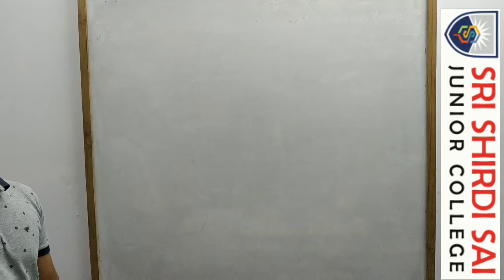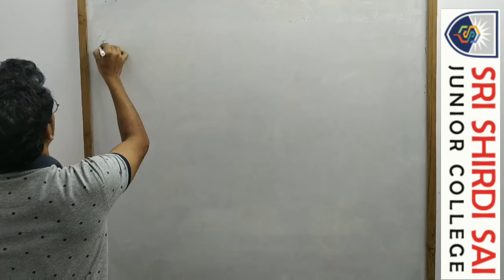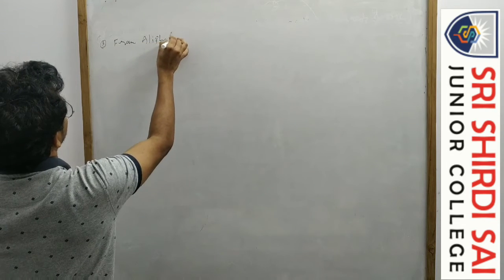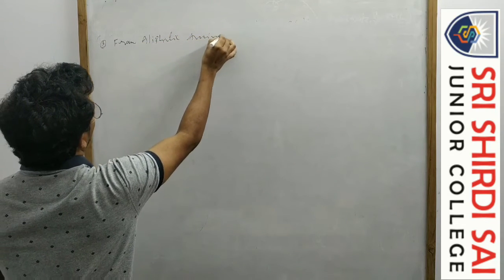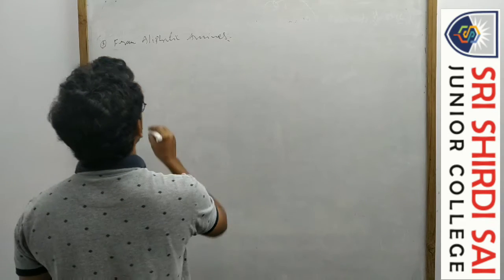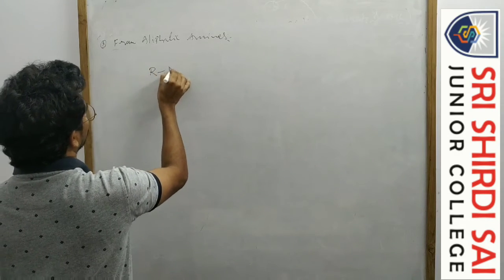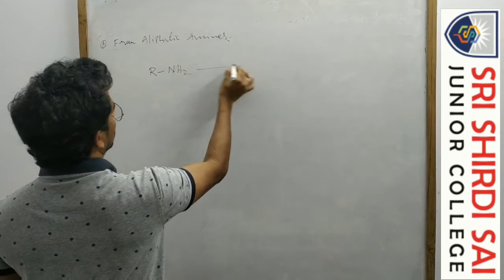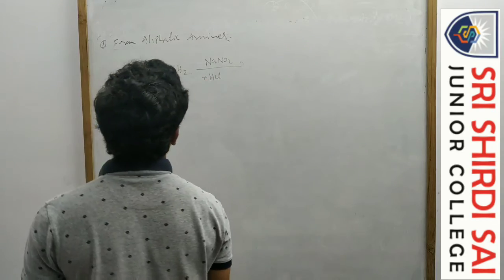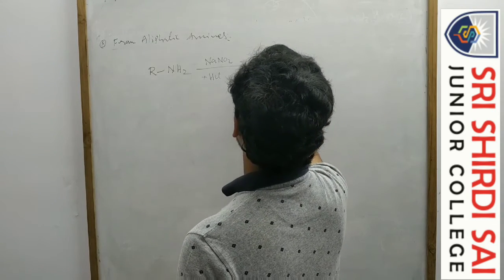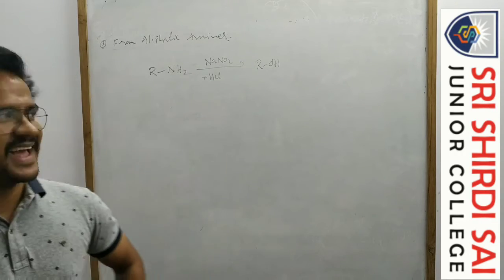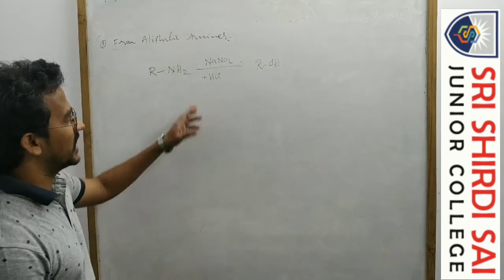Next, another preparation method, the third one, from aliphatic amines. With aliphatic amines, a very simple reaction: RNH2 on treating with NaNO2 plus HCl produces ROH, alcohol. Aliphatic amines react with NaNO2 and HCl.